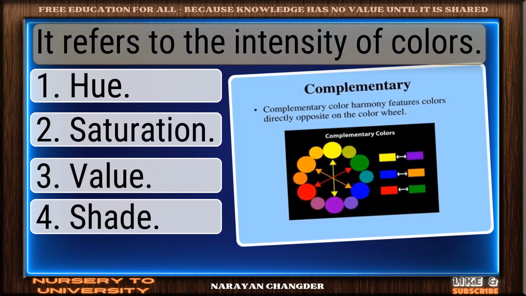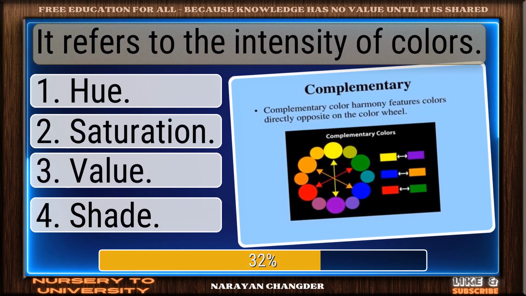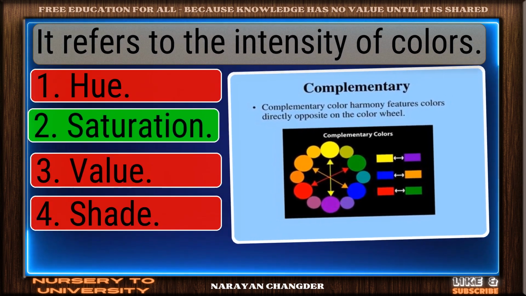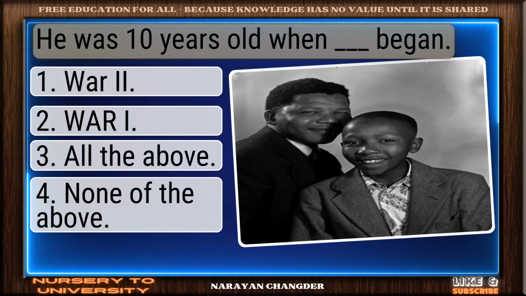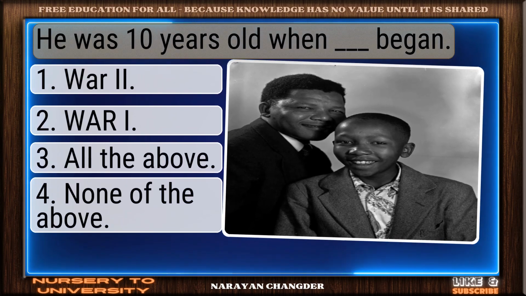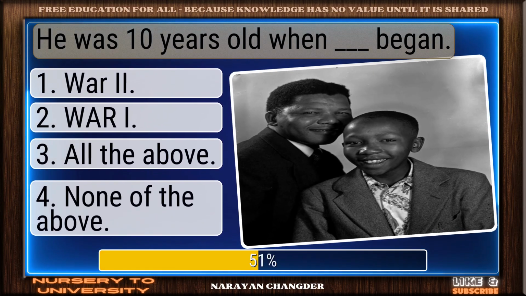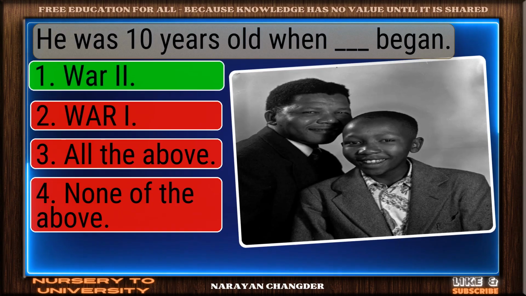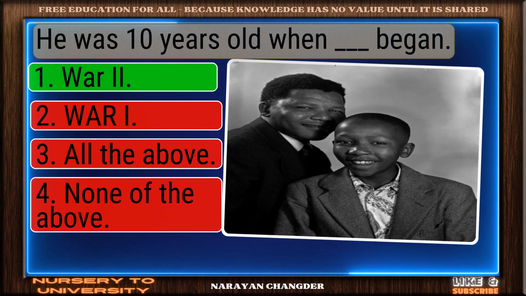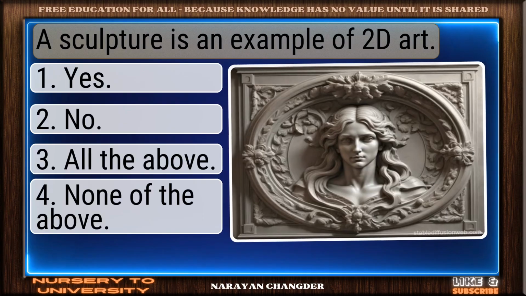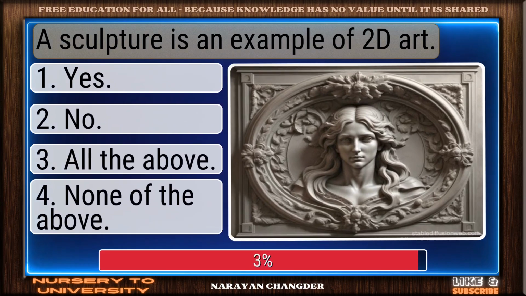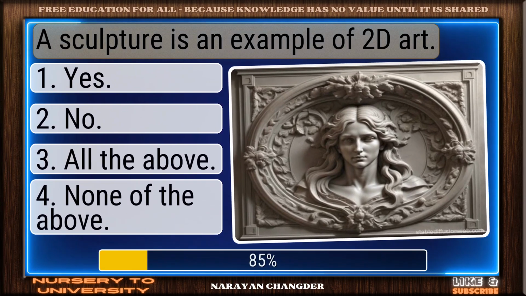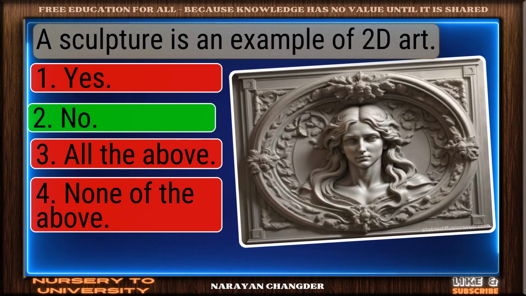It refers to the intensity of colors. Well picked. Saturation is the correct answer. He was 10 years old when dash began. Sharp thinking. War E is the right choice. A sculpture is an example of 2D art. Valid point. No is true.